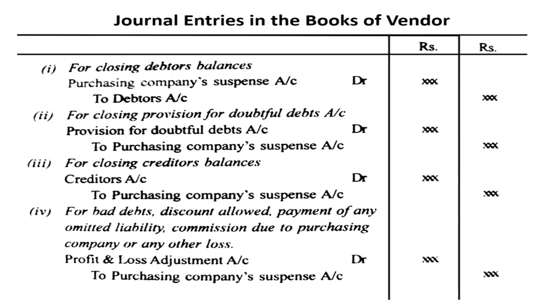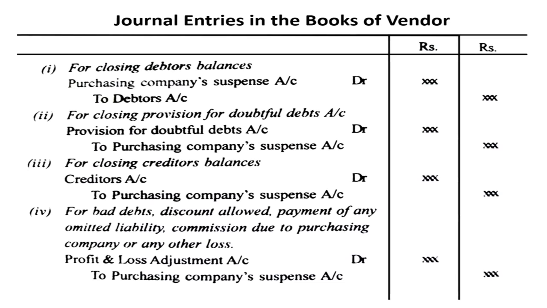Next we will see the journal entries in the books of vendor. For closing debtors balances, purchasing company suspense account debit to debtors account. For closing provision for doubtful debts, provision for doubtful debts account debit to purchasing company suspense account. For closing creditors balance, creditors account debit to purchasing company suspense account.